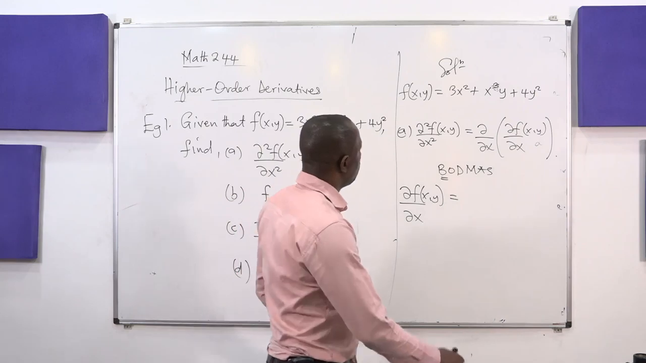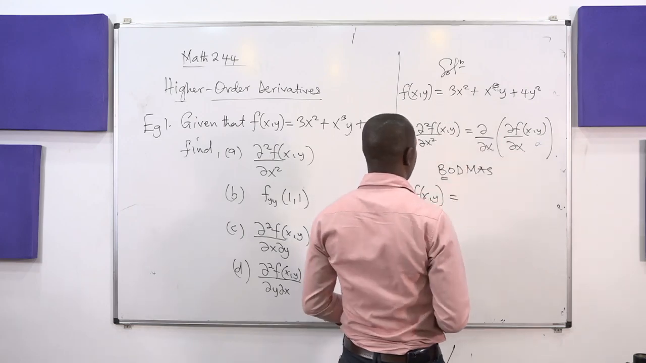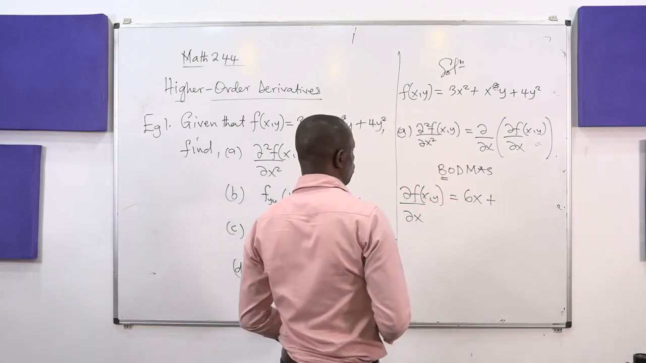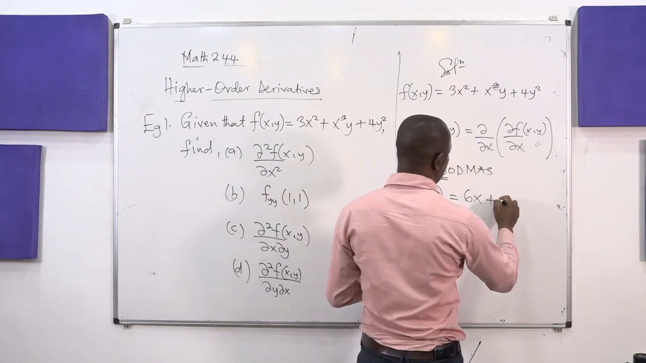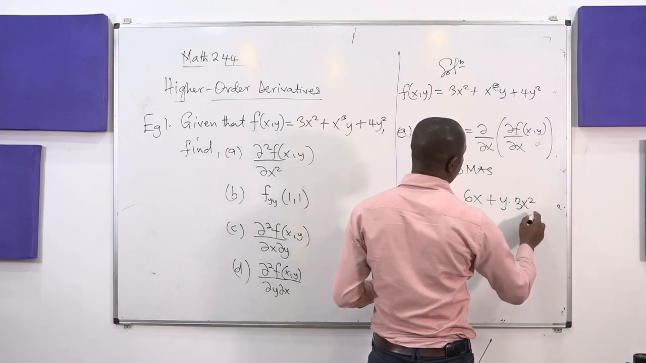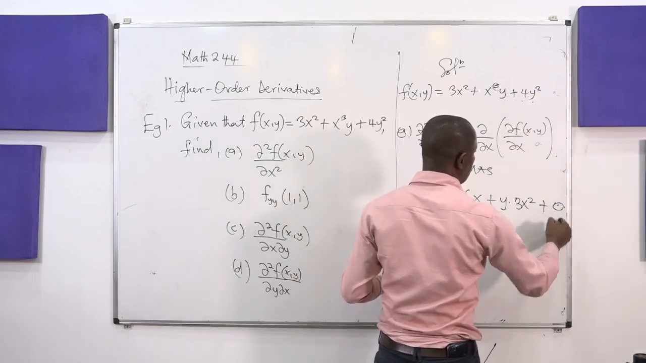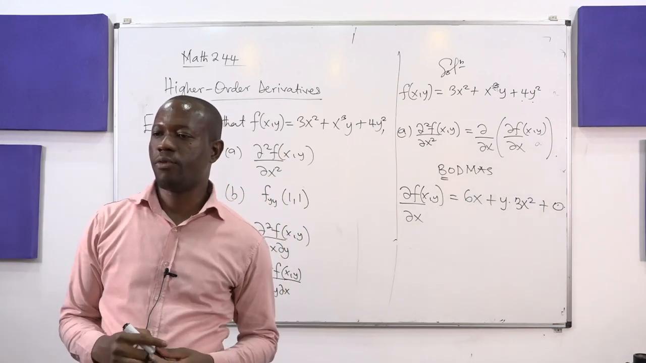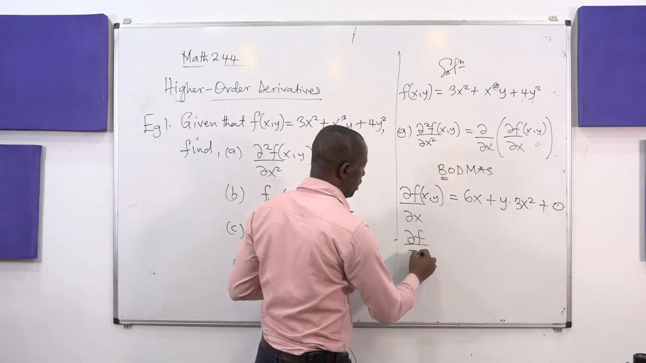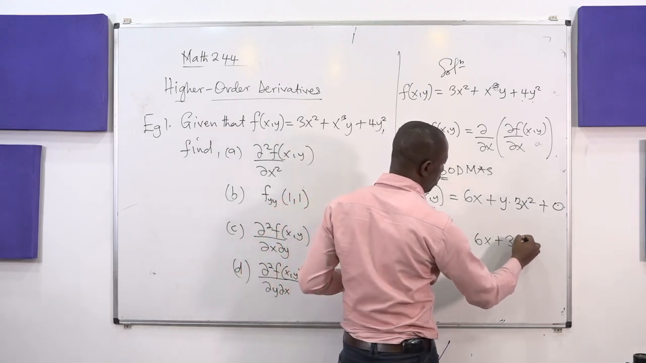So here, this is 3x squared. I differentiate 3x squared: the 2 comes and multiplies the 3. So that's 6x, plus. This is a product of x and y. So what should I do? The y is a constant, so I won't touch it. I differentiate x cubed, I'll get 3x squared. Then plus, I'm doing partial with respect to x, so this is a constant. I differentiate a constant, I get 0. Then when I differentiate 4y squared, I get 0, partial with respect to x. So my partial f with respect to x is 6x plus 3x squared y.